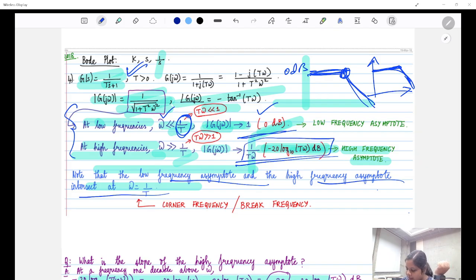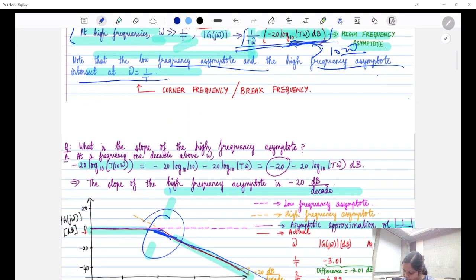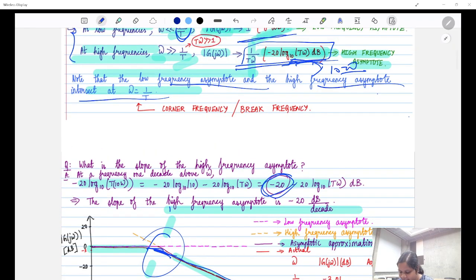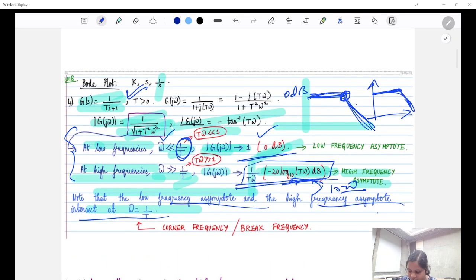So this is at omega. Now you check for 10 omega, and you'll see that between both of these it is decaying at minus 20 dB per decade. So from here this minus 20 figure comes out. This makes things very clear, right? If we have a pole coming in, then right after the corner frequency corresponding to that pole, we get a decay of minus 20 dB per decade, right? I hope this makes sense.